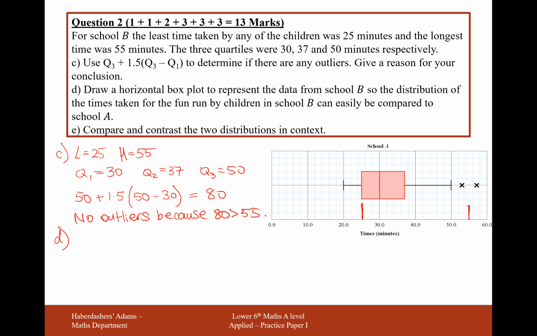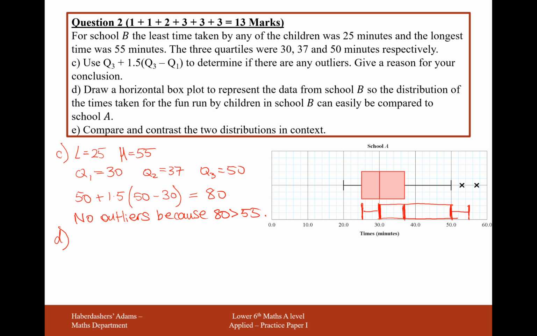Q1 was at 30. Q2 was at 37. Q3 was at 50. And then we'll just join up the box like so. Okay, that's part D done.